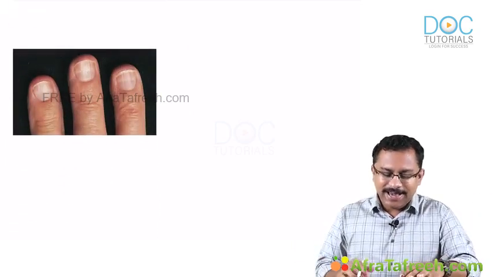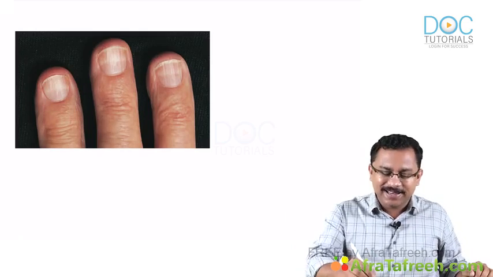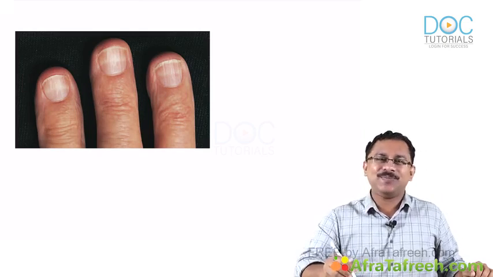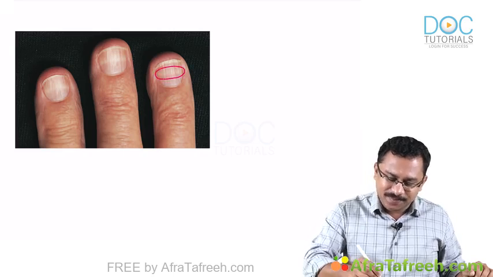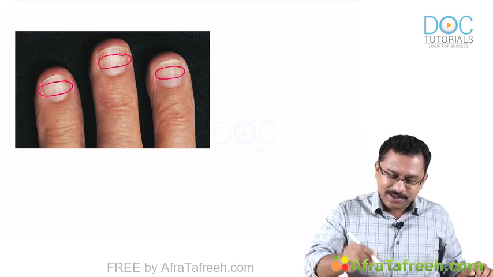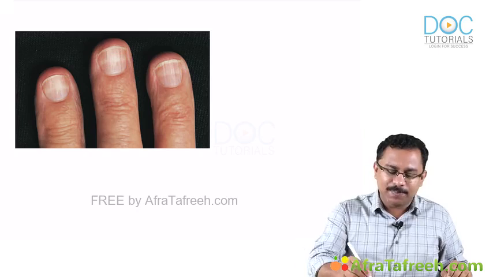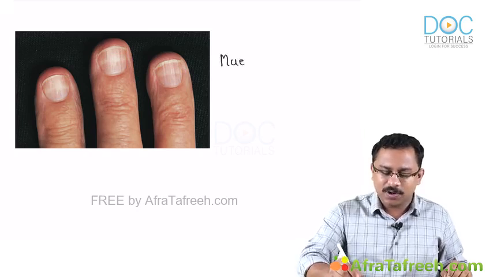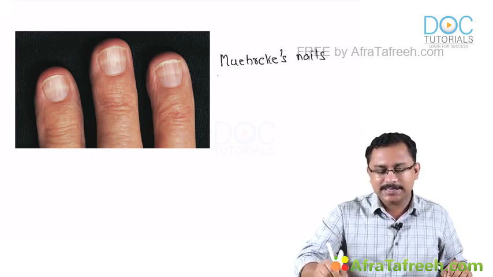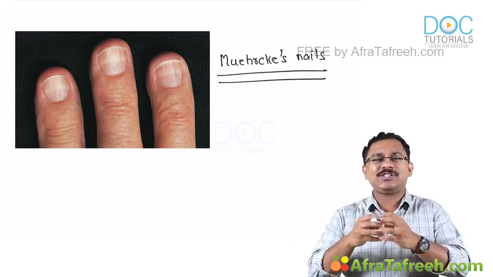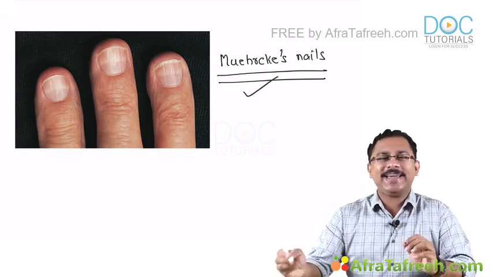Okay. And another point, can somebody tell me what is this? What is this nail finding in this patient with nephrotic syndrome? Are you able to see a white line here? Yes, a white line. Okay, are you able to see that? So that white line which occurs because of the hypoalbuminemia is what is called Muehrcke's nails. That is a white line that occurs because of hypoalbuminemia in patients with nephrotic syndrome, Muehrcke's nails.